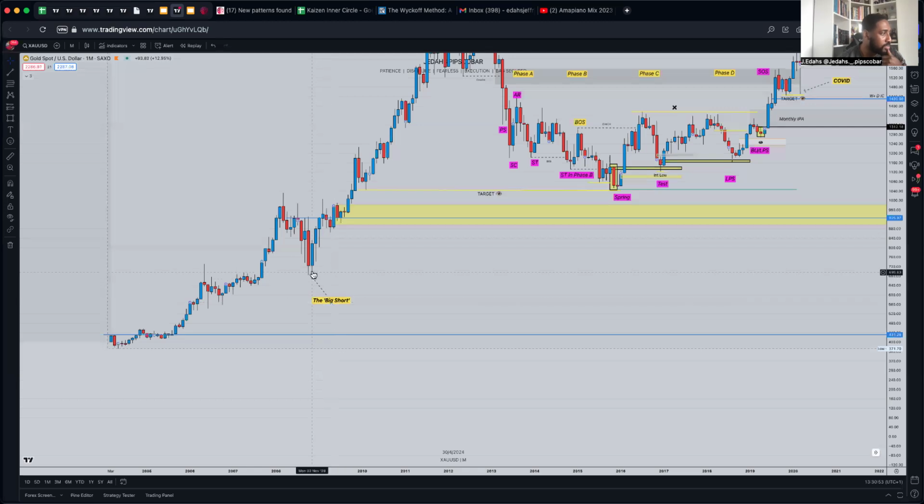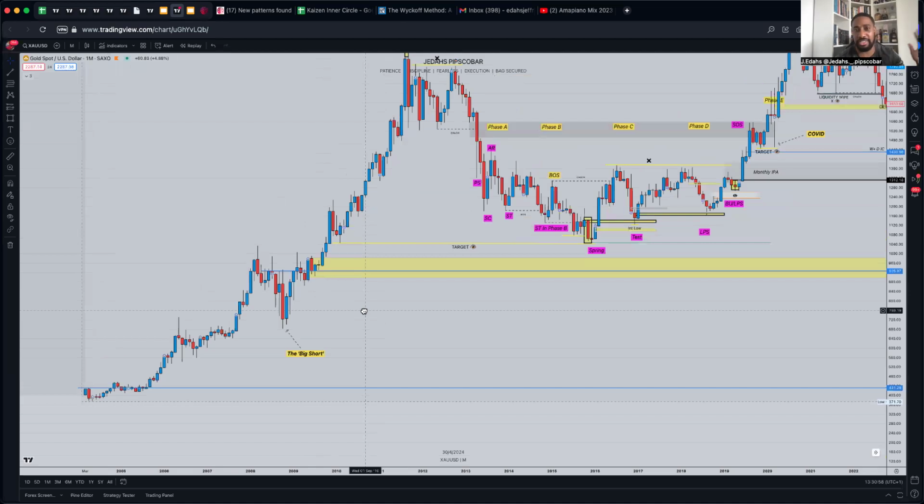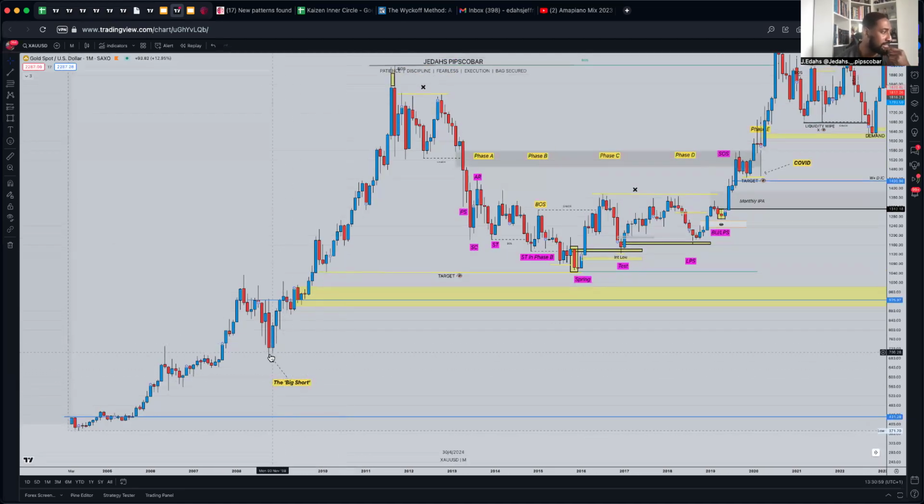So again, The Big Short, 2008. If you don't know what The Big Short is, just go watch the movie or research what it is. So that's The Big Short, 2008, right? The same principles apply. Guess why this went from here. Gap, IPA, FVG, whatever you want to call it. There's that gap.